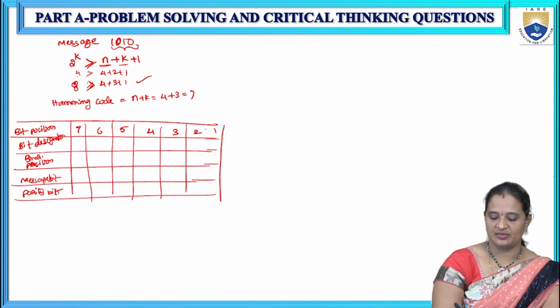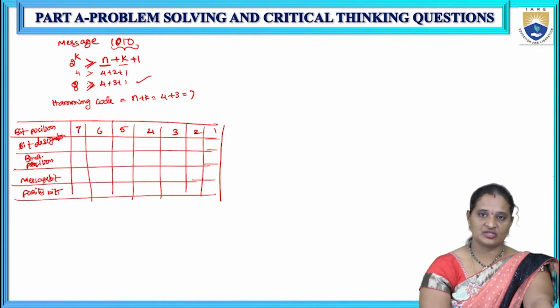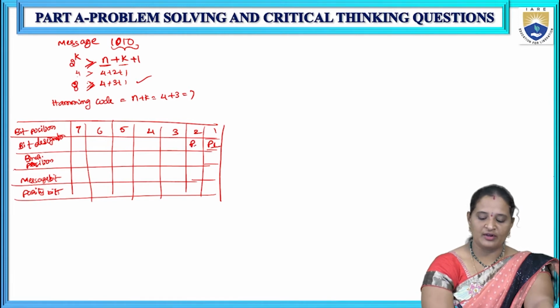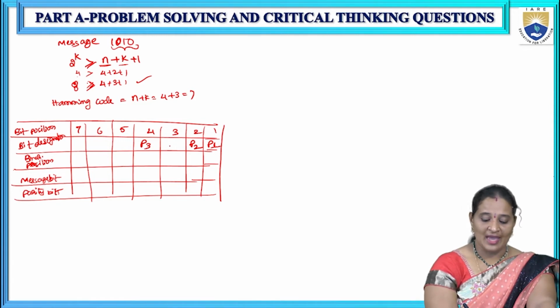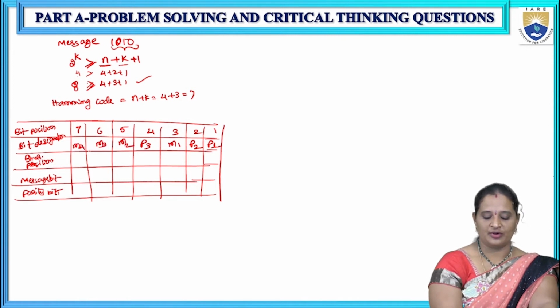Bit designation. So we have to remember that all the parity bits should be placed in the powers of 2 positions. 1 can be represented as a power of 2, so I can give it as parity 1. 2 can also be represented as a power of 2, so this can be used for a parity bit. And 4 can again be represented as a power of 2, so the 4 can be used for the parity bit. And the remaining all are the message bits, M1, M2, M3, M4. Right?